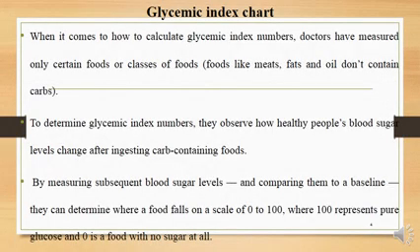Glycemic index charts. When it comes to how to calculate glycemic index numbers, doctors have mentioned only certain foods or classes of food. Foods like meat, fat, and oil don't contain carbs. To determine glycemic index numbers, they observe how healthy people's blood sugar levels range after ingesting carb-containing food. By measuring subsequent blood sugar levels and comparing them to a baseline, they can determine where a food falls on a scale of 0 to 100, where 100 represents pure glucose and 0 is a food with no sugar at all.